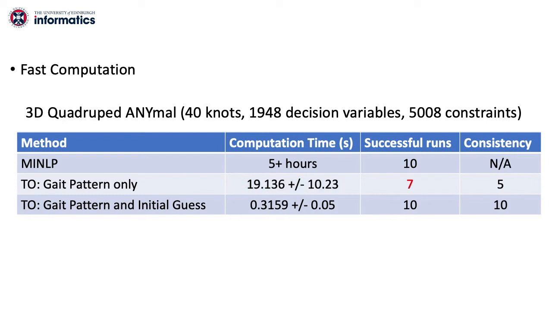However, since the trajectory optimization problem is still nonlinear and non-convex, some of the trials fail to converge to a local minimum, or converge to a different local minimum in comparison to the result of our mixed integer approach. When we utilize the gait pattern map and constructed initial seed together, the computation time becomes 300 milliseconds. And all the trials have successfully converged to a local minimum, and are consistent with respect to the result of our mixed integer approach.